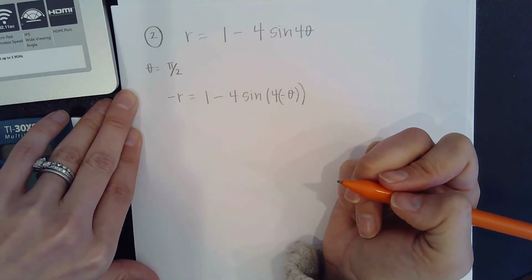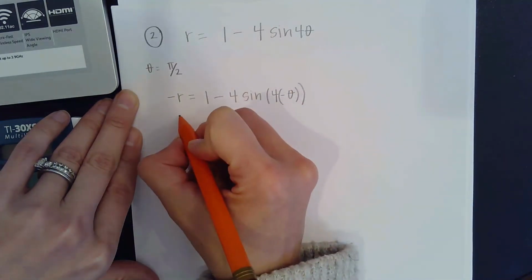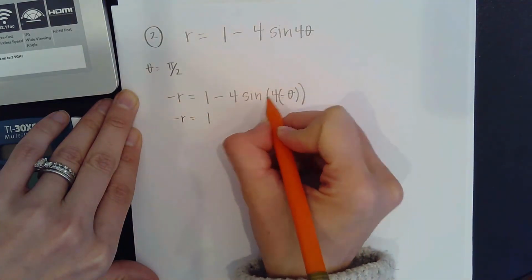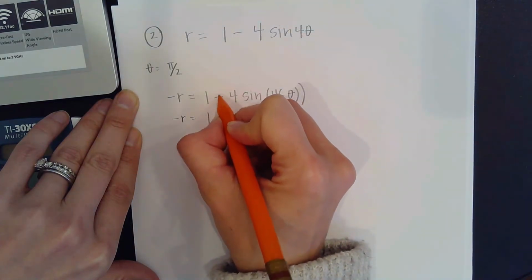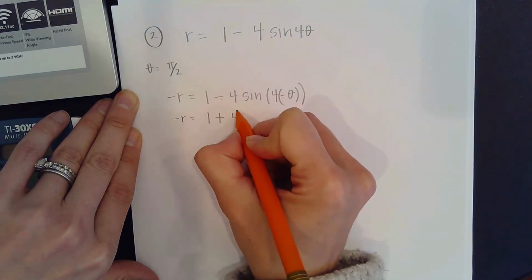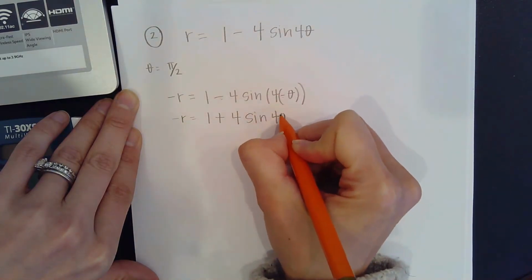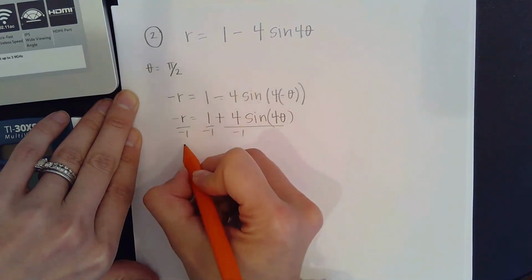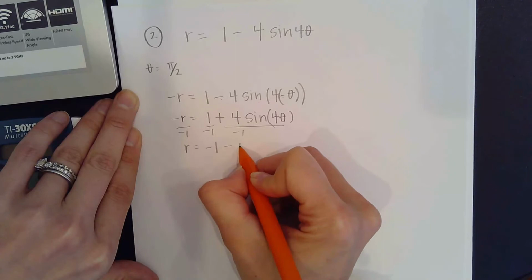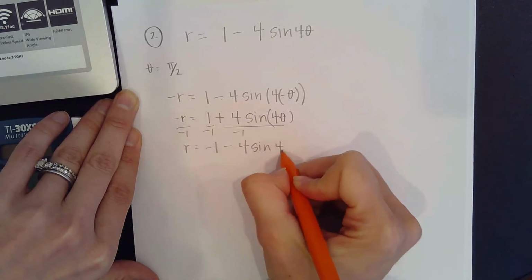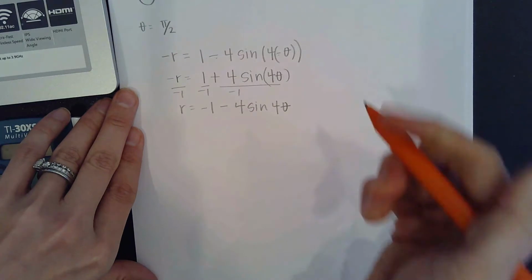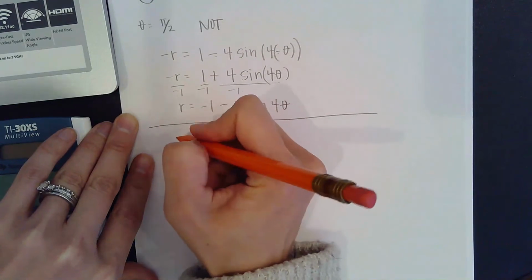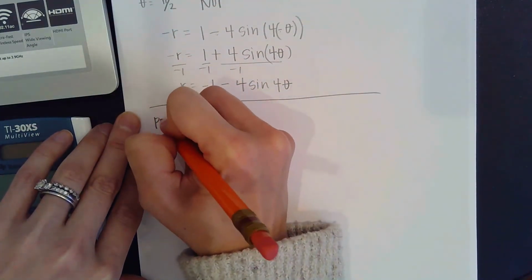Okay, so when I do that, this is going to be still a negative r, 1. When I have a negative inside of here, remember sine is odd, so we're going to bring the negative out. So it's going to change that to a positive. So this will be a 4 sine of 4 theta. We divide by negative 1, so I'll have negative 1 minus 4 sine of 4 theta. And that's not the same, so this is not pi over 2 symmetry.